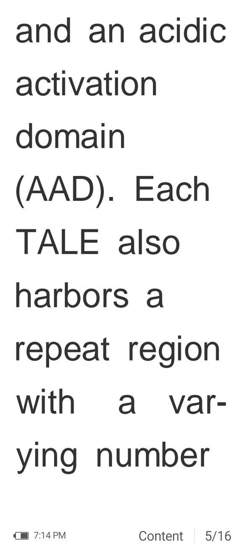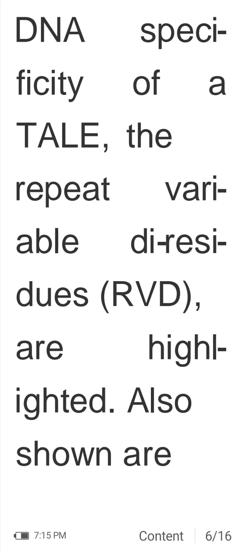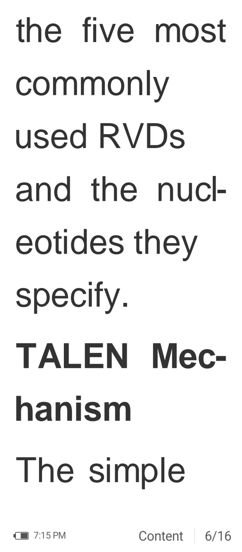Each TALE also harbors a repeat region with a varying number of highly conserved repeats of 33 to 35 amino acids placed in tandem. The amino acid sequence of a consensus TALE repeat with 34 amino acids is shown, and the amino acids responsible for the DNA specificity of a TALE, the repeat variable diresidues, RVDs, are highlighted. Also shown are the 5 most commonly used RVDs and the nucleotides they specify.